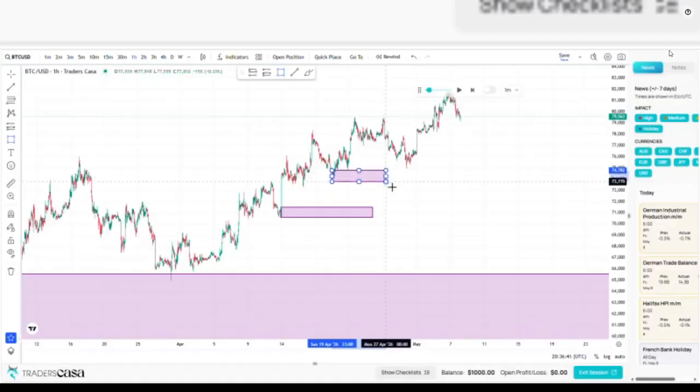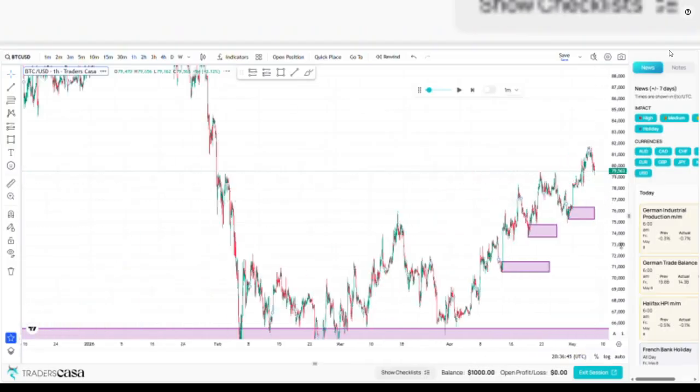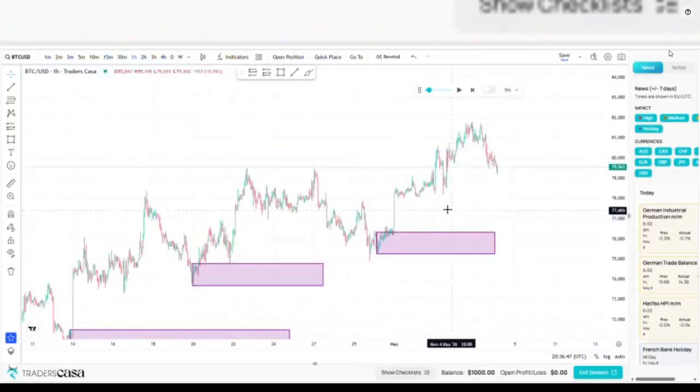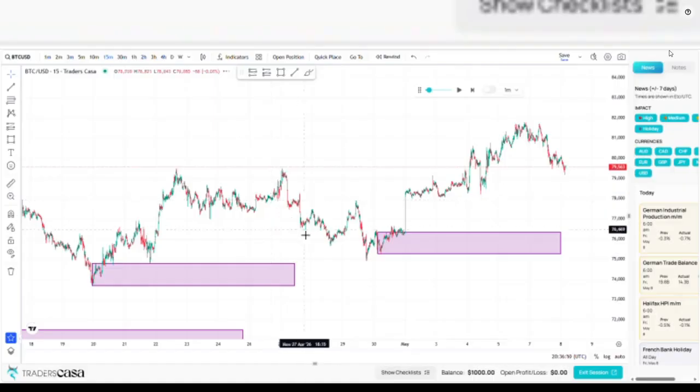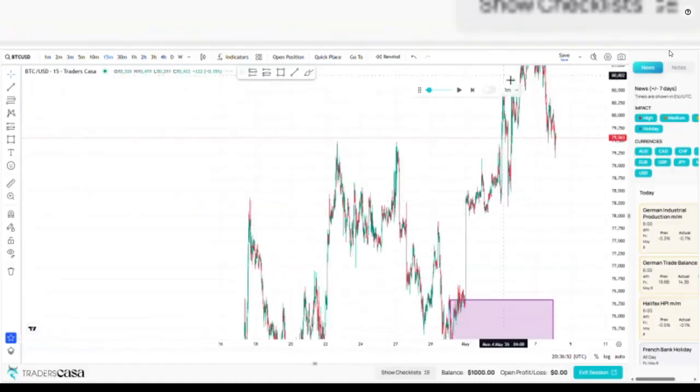This zone is pretty good. This zone is good. This zone's alright. But I think it's going to do something else. I don't think it's going to go lower just yet, so I'm going to be patient. I'm going to wait for a good trade, see good quality.